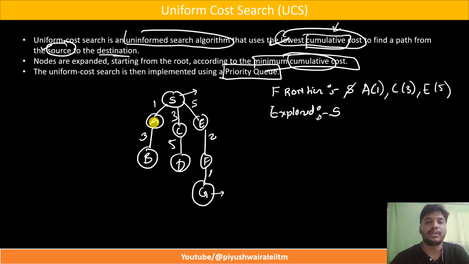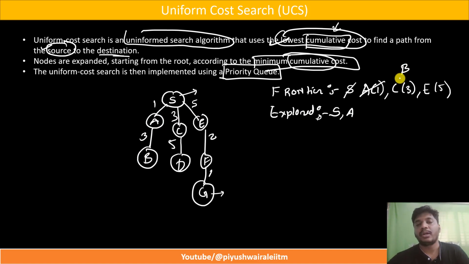Is A my goal state or not? No, A is not my goal state. So I'm adding A to the explored set, since I have already visited this node. I am removing A from the frontier. But from A, I can go to B. Okay. Now I can add B here in the frontier.